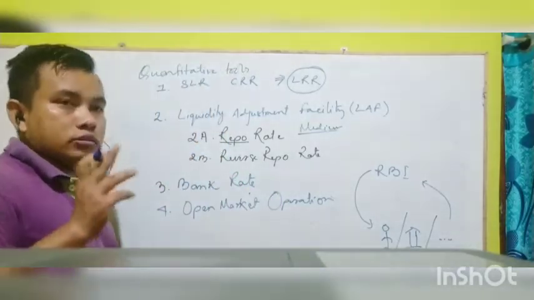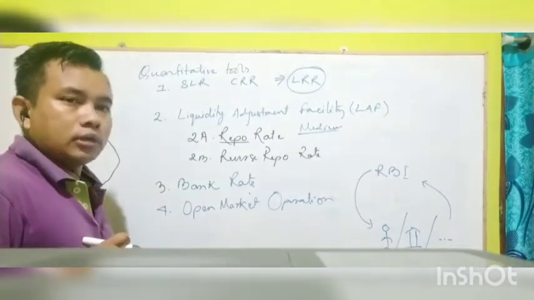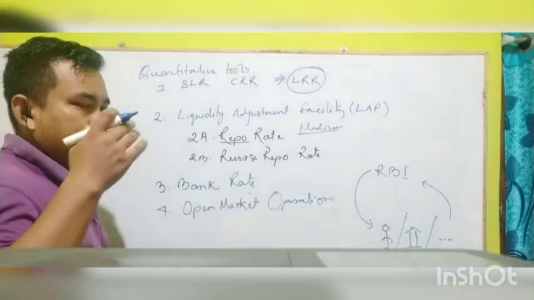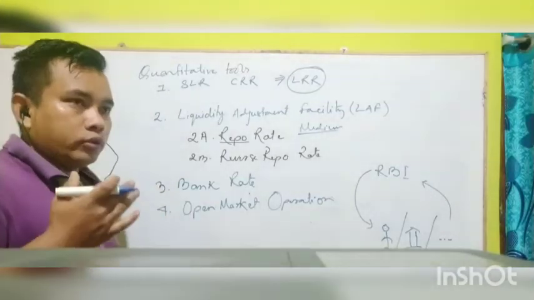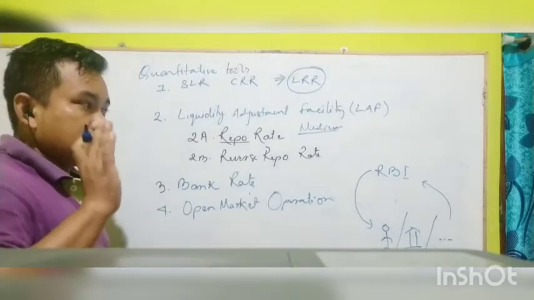Actually, I'm giving you just one example of security. There are different forms of securities. It may be in the form of debentures, bonds, or treasury bills. Lots of things are there.